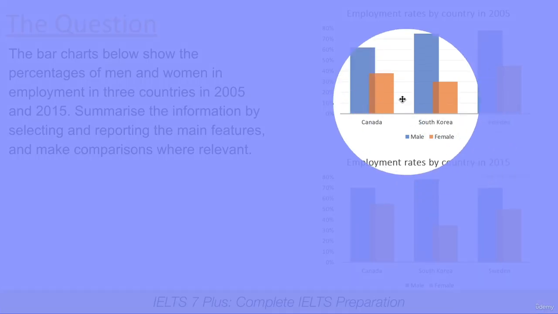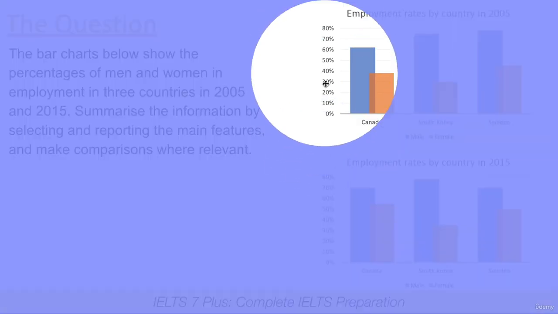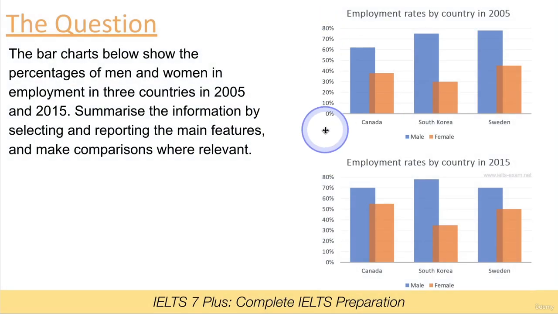Okay, so we're going to start with the 2005 one up here. And on the x-axis, we have the countries: Canada, South Korea, Sweden. Then we have the percentage of people employed, and we have both males in blue and females in orange for their bars. Okay then, and then we have the same axes and variables, just this is in 2015. So that's the difference here.